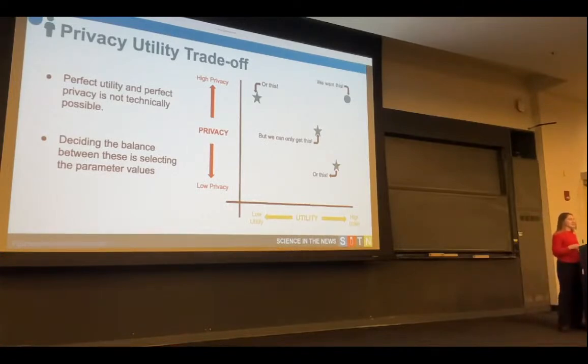So this trade-off varies between mechanisms. The balance between these is controlled by this thing called a parameter. And so you can think of a parameter as like a sliding scale that allows you to determine this trade-off between utility and privacy.